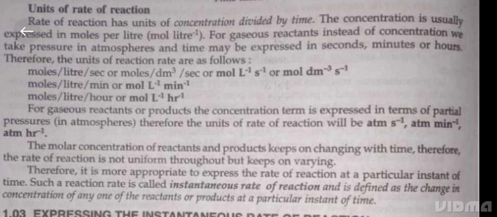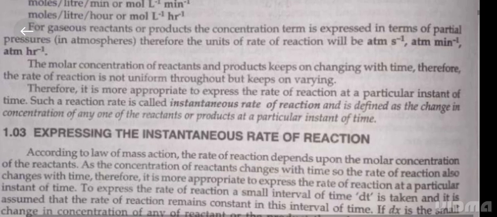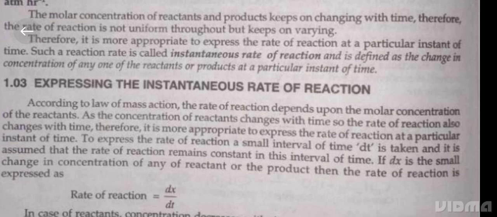For gaseous reactants or products, the concentration term is expressed in terms of partial pressure in atmosphere. Therefore, the units of rate of reaction will be atm s^-1, atm min^-1, atm h^-1. The molar concentration of reactants and products keeps on changing with time. Therefore, the rate of reaction is not uniform throughout but keeps on varying. Therefore, it is more appropriate to express the rate of reaction at a particular instant of time. Such a reaction rate is called instantaneous rate of reaction and is defined as the change of concentration of any one of the reactants or products at a particular instant of time.